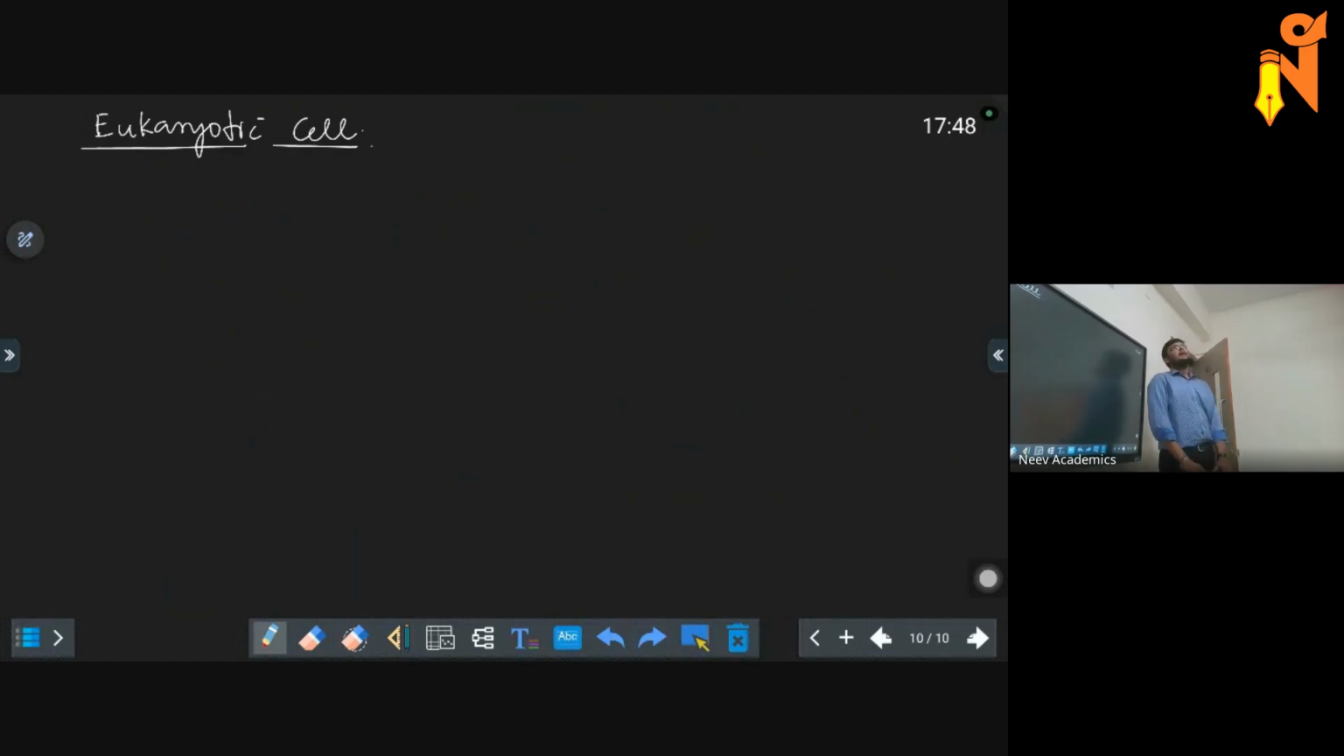Next, eukaryotic cells include the other four kingdoms except the monera kingdom. Eukaryotic cells are protista, fungi, plants, and animals. Now, in the eukaryotic cell, I will start with the cell wall. NCERT starts with the cell membrane, but I will start with the cell wall. So the first structure for the eukaryotic cell is the cell wall.